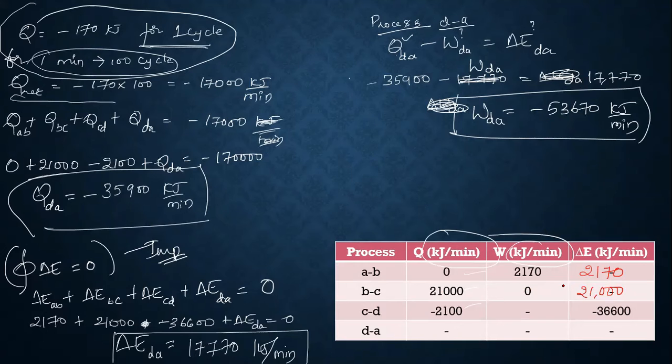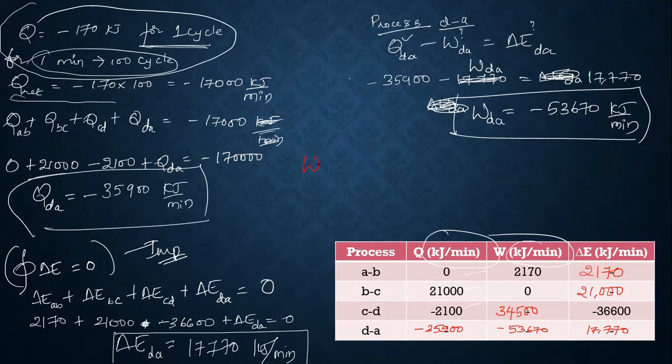Delta CD, that W CD, you got 34,500 kilojoules per minute. The Q DA is minus 35,900, and W DA, that is minus 53,670, and delta E is 70,770. There is a last question. What is the last question?